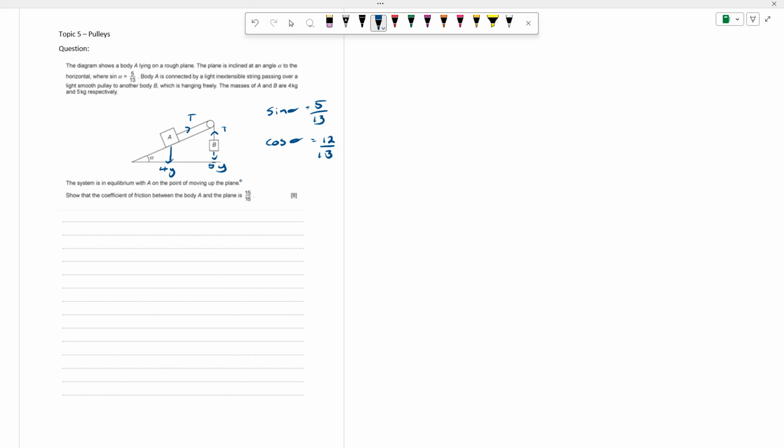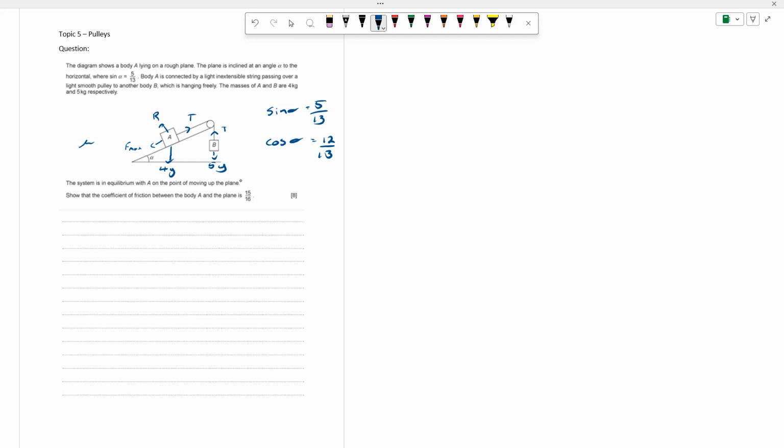The system is in equilibrium with A on the point of moving up the plane. So A is about to move up, which means, because it was on rough, F max must be going down. And obviously R is always going to be my normal reaction, so perpendicular. Show that the coefficient of friction between A and the plane is 15 over 16.